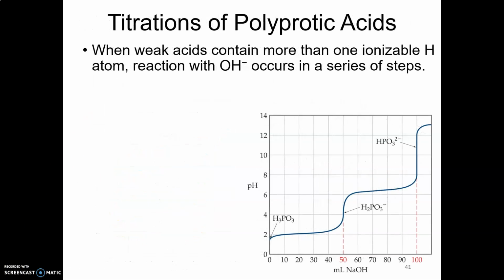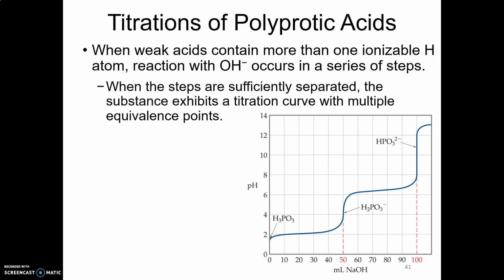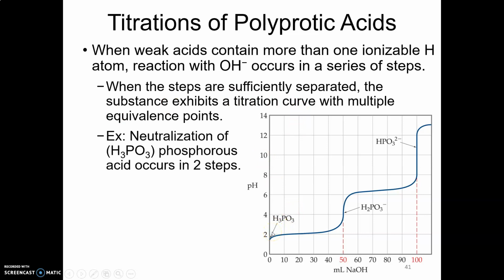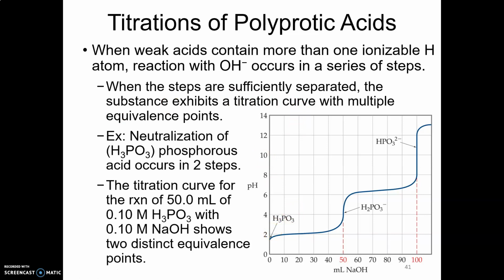All right. So now let's look at, say, a polyprotic acid. A polyprotic acid is an acid with more than one ionizable proton. So here we're looking at phosphorus acid, okay? And you notice that there are different steps. There's sort of two major steps associated with this titration. But what's interesting is this. Take a look at what's happening here. It's occurring in two steps.